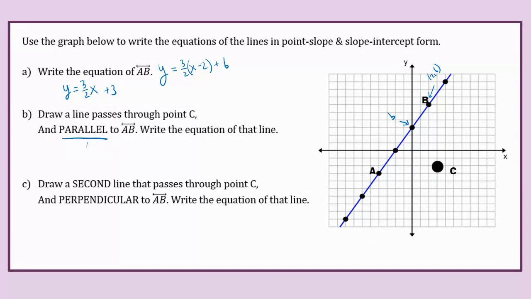Well, if it's parallel, we know it has the same slope. Okay, well, the slope is 3/2. Let's go from here and go up 1, 2, 3, 1, 2, and again 1, 2, 3, 1, 2. Oh, it's a little wonky looking, but that's okay.